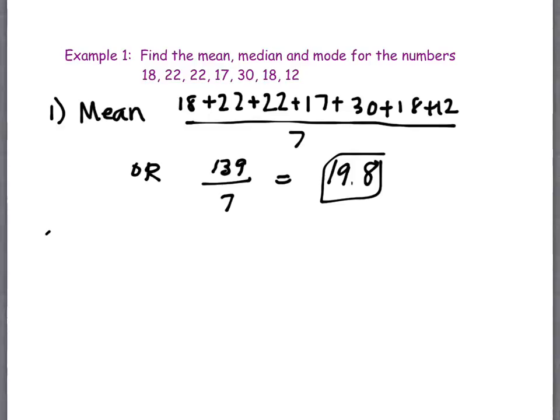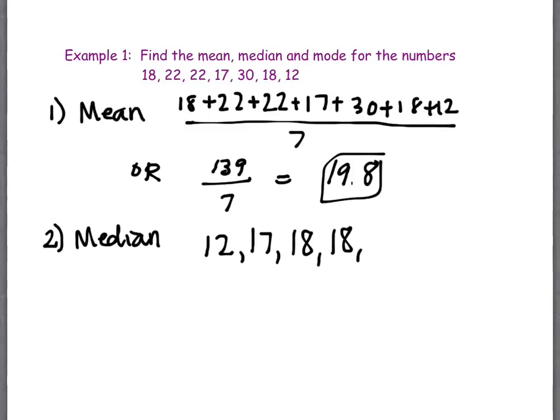All right, second one, median. Literally, you have to put them in order. I don't care if you go smallest to largest or largest to smallest. It doesn't matter. I'm going to go smallest to largest. What's the smallest number? And then? Okay, there are an odd number of these. We already counted and there are 7, right?